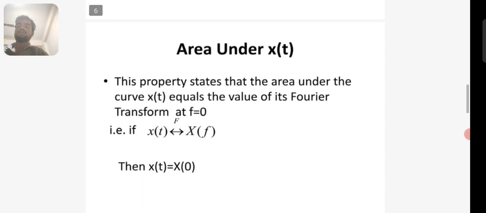Area under x of t. The property states that the area under the curve x of t equals the value of its Fourier transform at f is equal to 0. Example, x of t is equal to x of f. Then the integral of x of t is equal to x of 0.